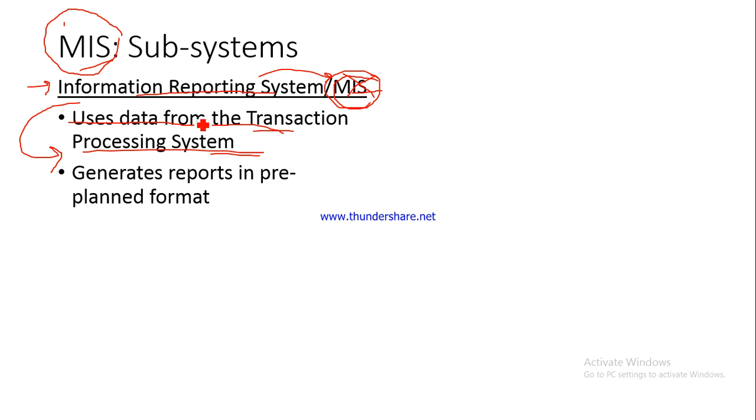And this information reporting system is doing what? It is basically using the data from the transaction processing system, and it is generating reports. Now please understand, what is the difference between the two? Transaction processing system is only collecting data, and it is collecting detailed data for every single account holder. Every single data is getting collected.